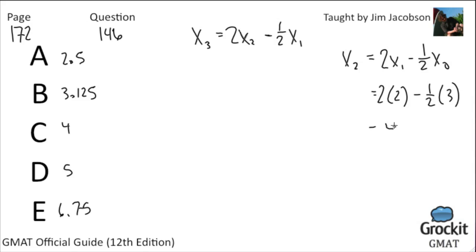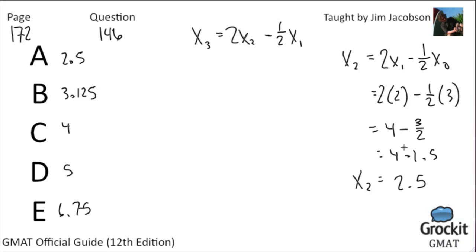So this is 4 minus 3/2, or 1.5. 4 minus 1.5. Since the answers are in decimals, we may as well move to decimals right away. So x sub 2 equals 2.5.